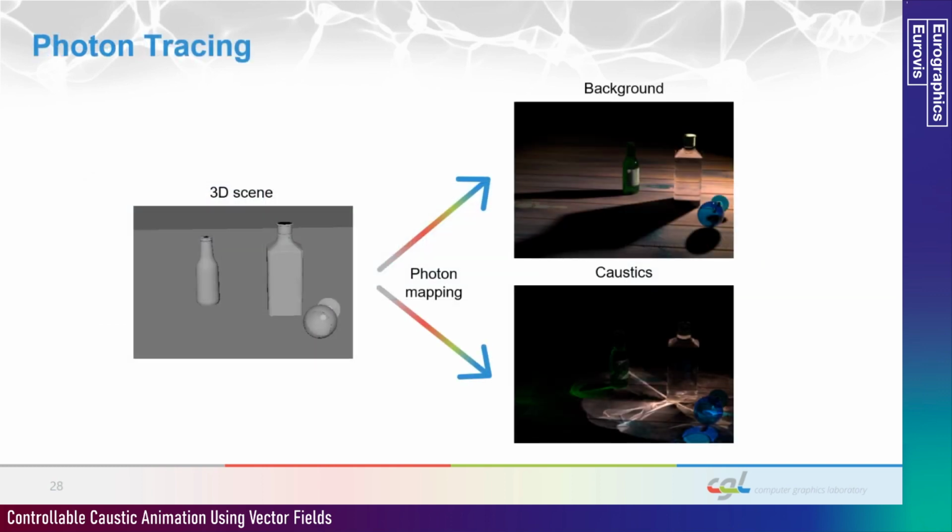The input to our method is a 3D scene that contains at least one specular surface. We render the scene using photon mapping, from which we obtain a background image that will be used in the final rendering to speed the process, and the caustic photon map, with the positions and flux of the photons that are used as initial positions of the blending.